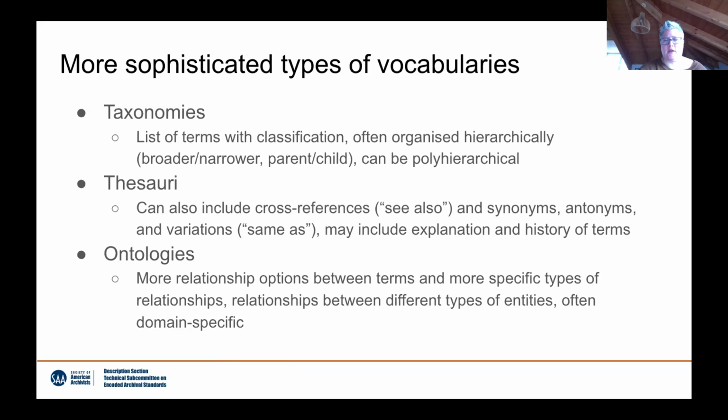And the last term that you might have heard in the context of vocabularies is the term ontologies. And this is the most sophisticated version, so to say, of a vocabulary, which allows you to include more relationship options between terms. You can be more specific in the types of relationships that you want to set between the terms. And there also are relationships between different entities. So it might be that you're not only establishing relations between the persons that your vocabulary or your ontology is talking about, but you might also be establishing relations between these persons and, for example, places.